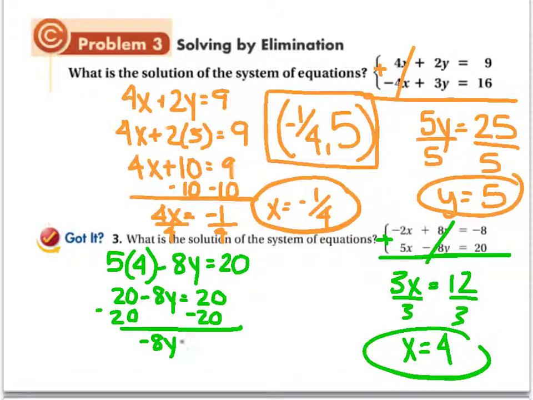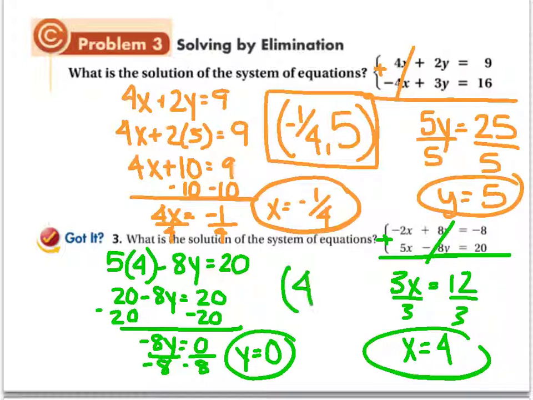What is 20 minus 20? 0. What is 0 divided by negative 8? 0. It's okay to have 0 as an answer. Every now and then when you get 0, you think, oh, that can't be right. That's okay. 0 is just a number. It can be your answer. As an ordered pair, it would be 4, 0.